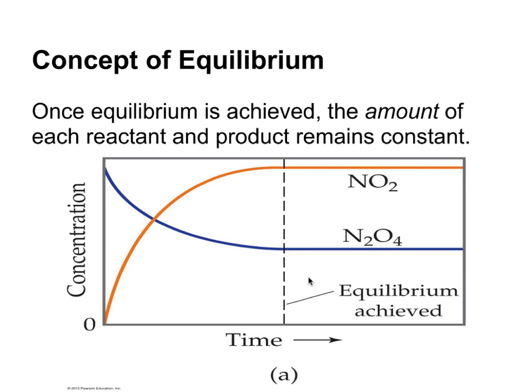Once equilibrium is reached, the amount of each reactant and product remains constant. So the reaction is still going on. N2O4 is still breaking down into NO2, and NO2s are still combining to make N2O4. But they're happening at equal rates so that the concentration of both things stays the same, even though the reaction is still going on. We just don't see it.